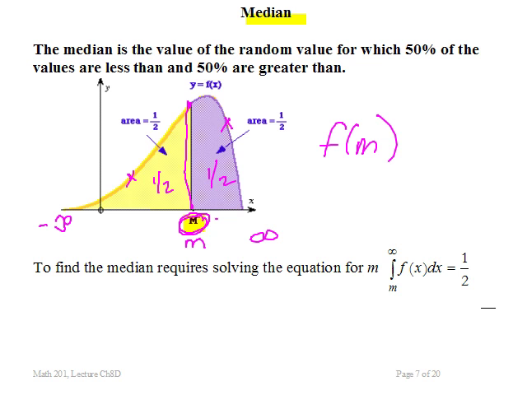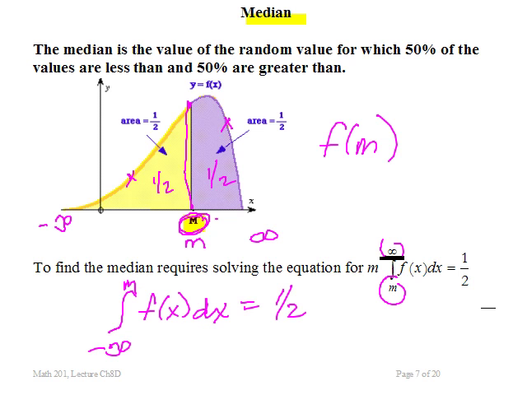Remember that the integral over the whole domain was 1. So to find the median, we set up this integral. The integral from m to infinity of f of x dx has to equal a half, or you could also go from minus infinity to m of f of x dx, and this would have to be 1/2. Either the yellow or the blue equals 1/2. So you carry out this integral and then solve for m.